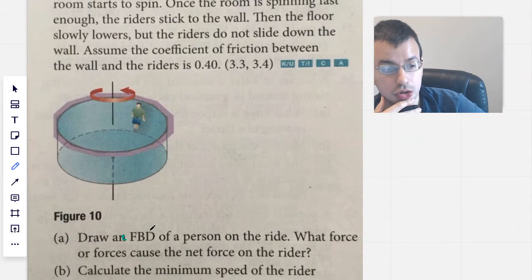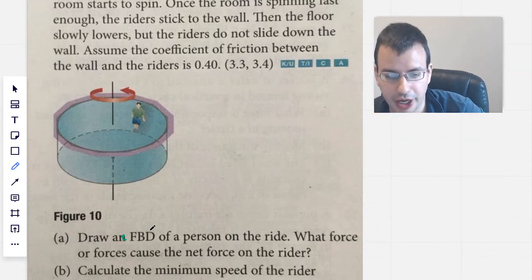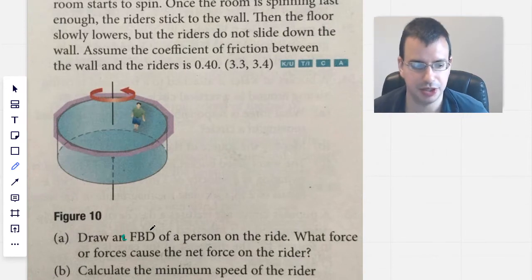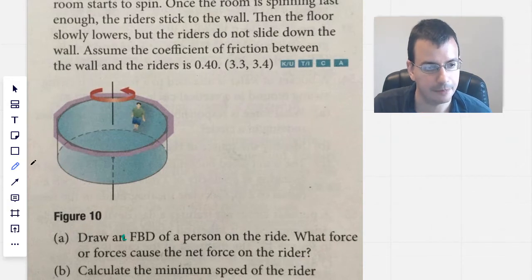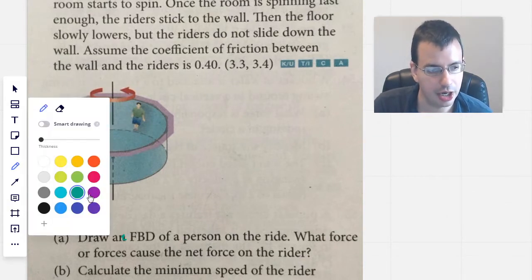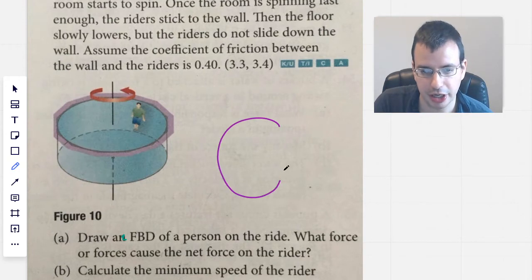Okay, draw a free body diagram of a person on the ride. What force or forces cause the net force on the rider? Calculate the minimum speed of the rider required to keep the person stuck to the wall when lowering the floor. Okay, so I'm going to draw a couple pictures here. So you've got a top view, you've got your person.